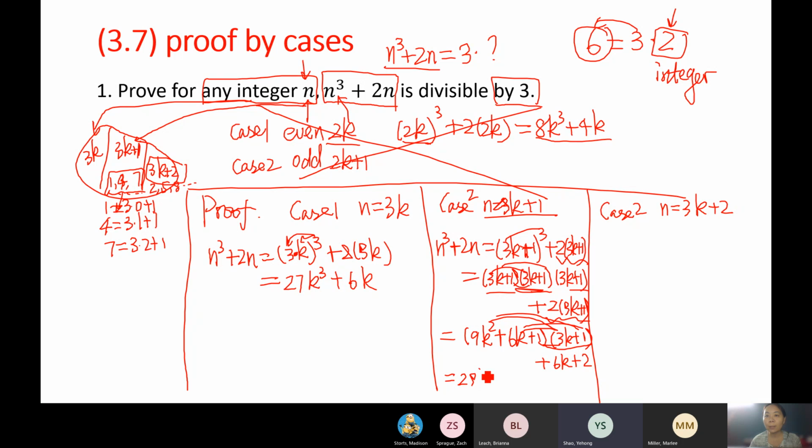So after you do all that and then combine like terms, you should get 27k cubed plus 27k squared and plus 9k and plus 1. Okay, so after you do that, there's also plus 6k plus 2. Let me move it here. And then we can combine these k terms and the constants. We should get 27k cubed plus 27k squared, and this 9 plus 6 gives us 15k, and that 1 plus 3 gives us 3.